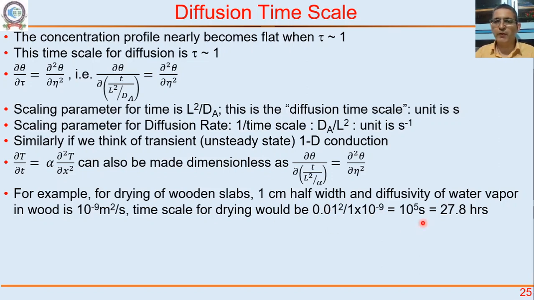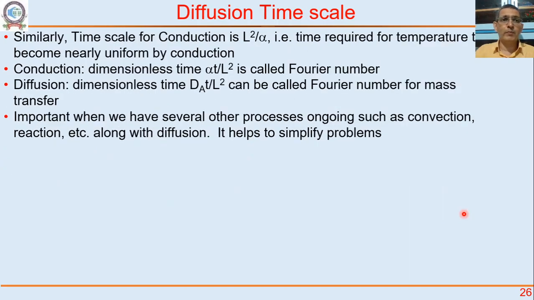So the time scale for drying is 10 raised to 5 seconds. That's 27 hours. So that's why wood and all these things are very difficult to dry. They are kept in a hot environment for a long time. They are dried slowly. Diffusion dries them. Okay, that's the importance. Now, some more points.